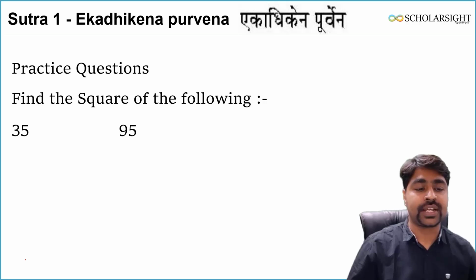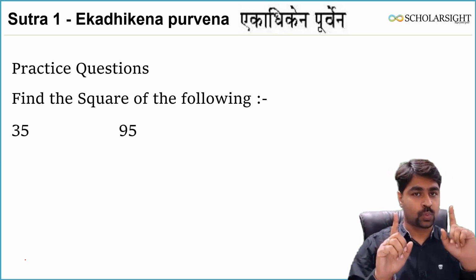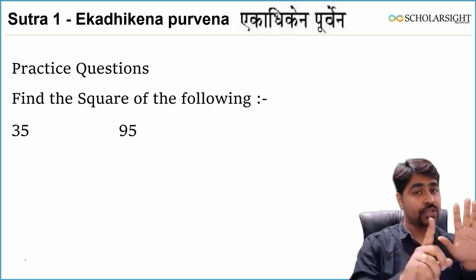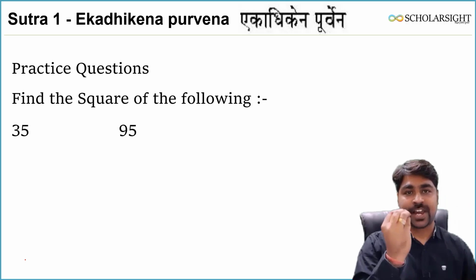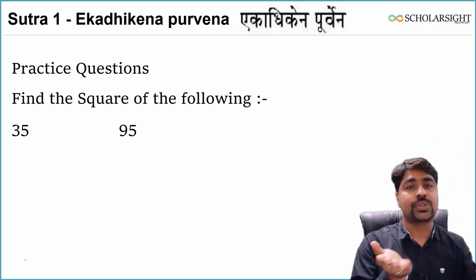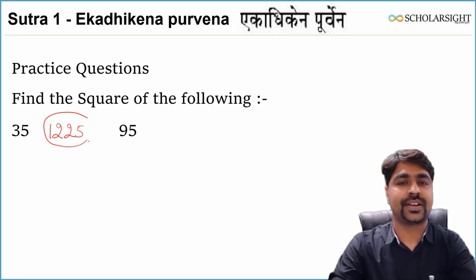Find the square of the following: 35 and 95. How to do that? Just 1, 2, 3, 4, 5. 5 seconds I have given to you. You should have written the answer by now, right? So 5 square, 25, 3 into the next number, that is 4. So the answer would be 1225, right?